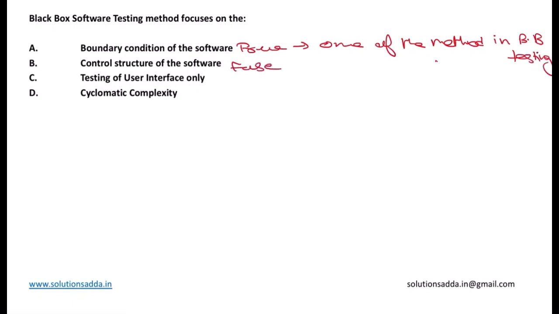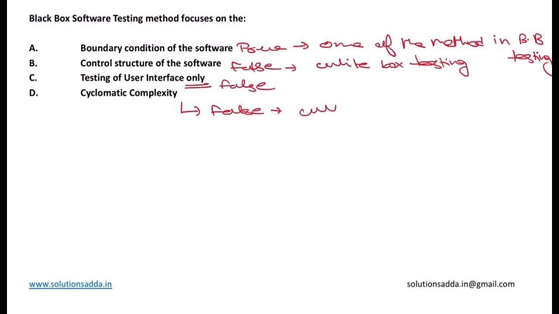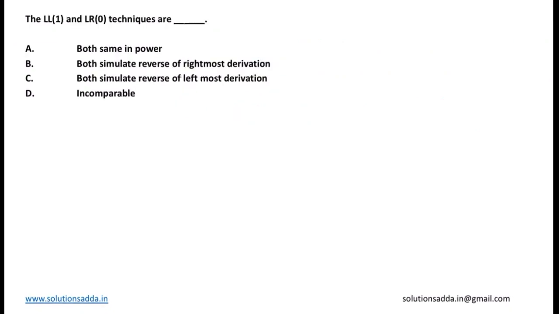Option B is false since it is a part of white box testing. In option C, it is mentioned that testing of user interface only. So only the user interface is not tested while other things are also tested as part of black box software testing, hence it is also false. And cyclomatic complexity is also false since it is white box testing. Hence the correct answer for this question is option A, boundary condition of the software.